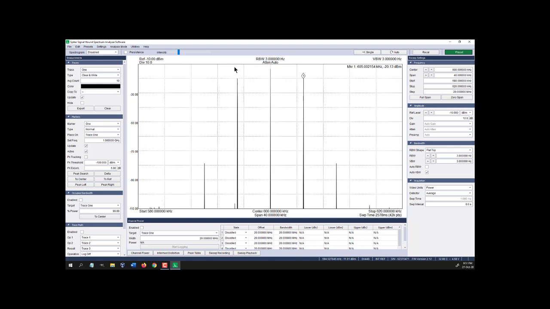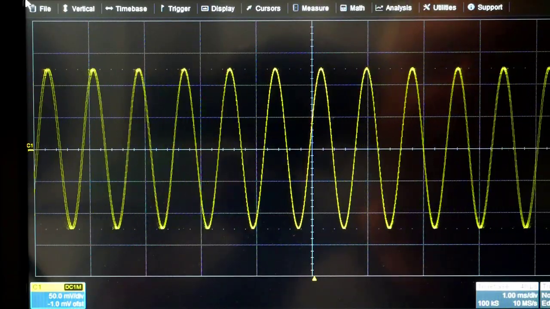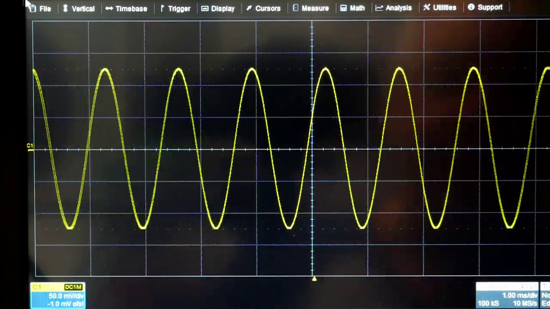So now let's start talking about FM. How is volume expressed in an FM signal?